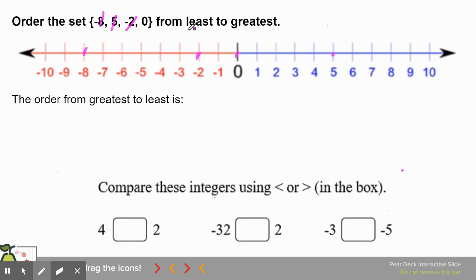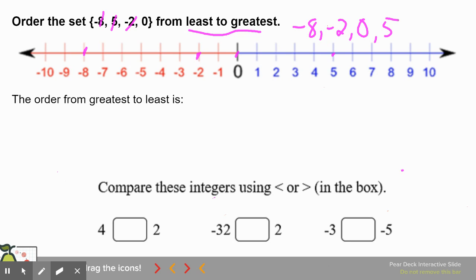So the first thing I'm asking you is, I want to know the order from least to greatest. Well, since I plotted them on a number line, all you have to do now is look from left to right, because the further away from 0, the smaller the number. So I have -8, then -2, 0, then 5.